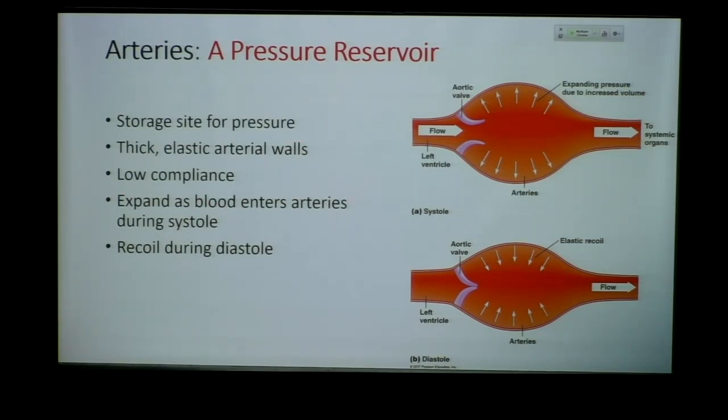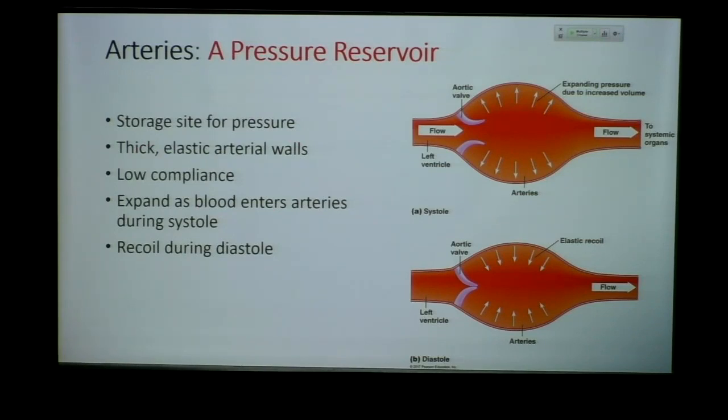Does anyone know what compliance is? Yep, it's malleability. Or obedience is what I like to think of it as, right? How compliant is that vessel? Is it going to maintain its shape, or is it going to do what we ask? Is it going to give, okay? And so arteries have a low compliance. I like to compare them to being stubborn. They like to maintain their shape, okay?